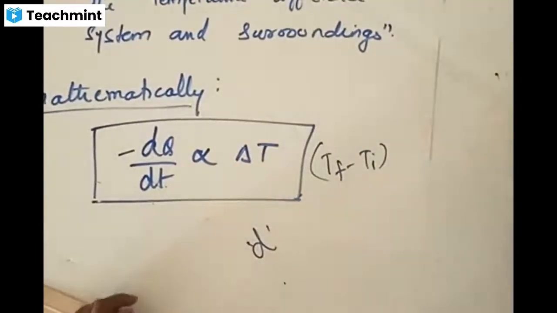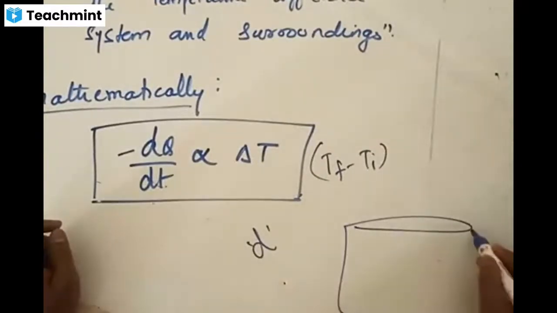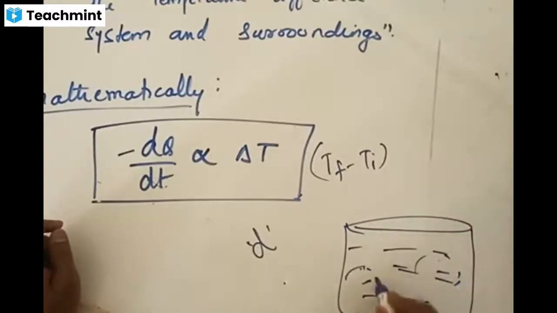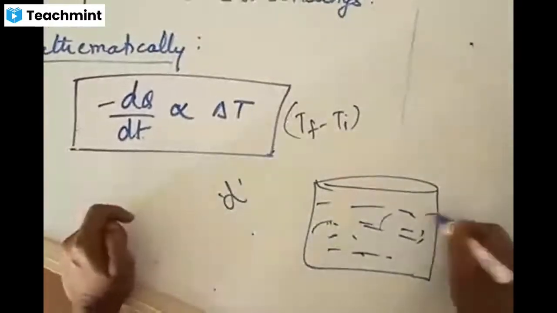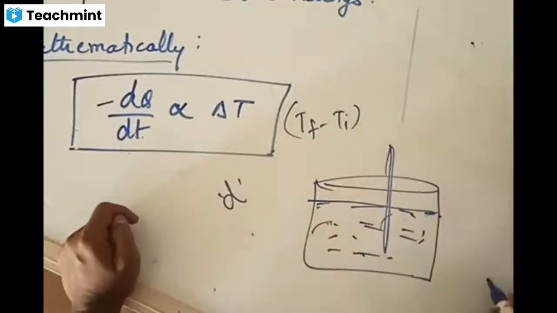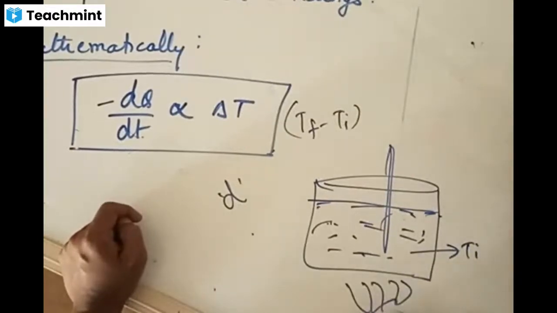Practically you can understand it like this. Very simple thing to understand. Take a beaker and fill it with water up to a certain level. Insert a thermometer in this. Note the initial temperature. Now you start heating this.